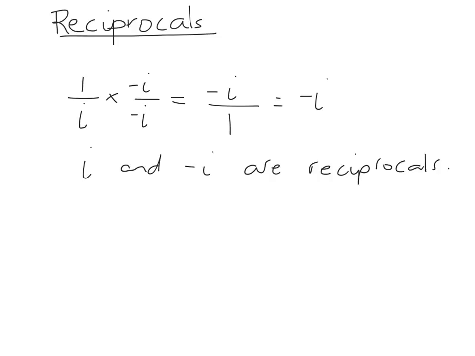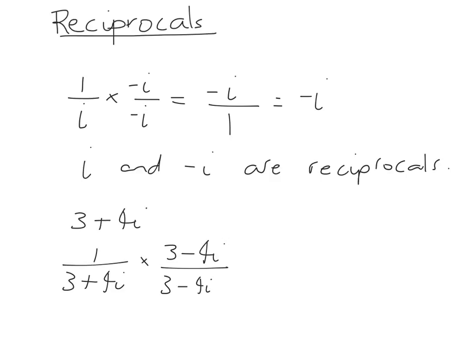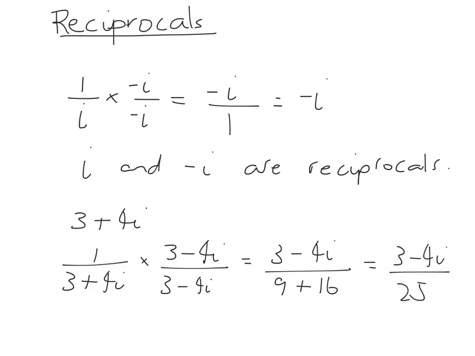If we have a look at another one, if I have 3 plus 4i, and I'm wanting the reciprocal of 3 plus 4i, I'll have 1 over 3 plus 4i, multiplying by the complex conjugate, so 3 minus 4i over 3 minus 4i. The top is 3 minus 4i. With the bottom, if you expand that trinomial, we end up with 9 plus 16. So our answer is 3 minus 4i over 25.